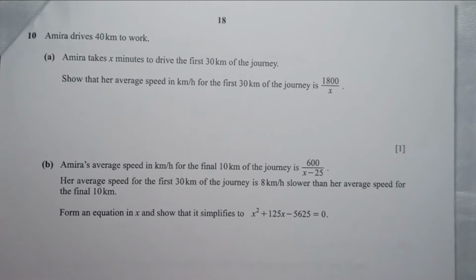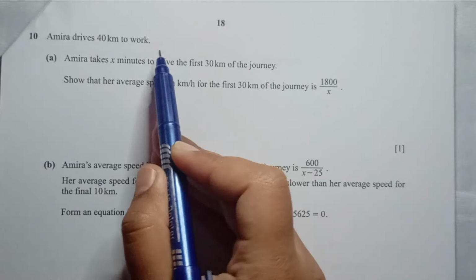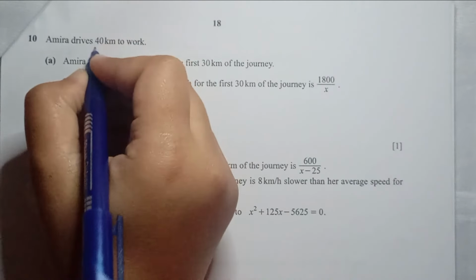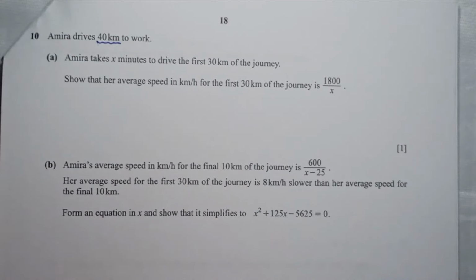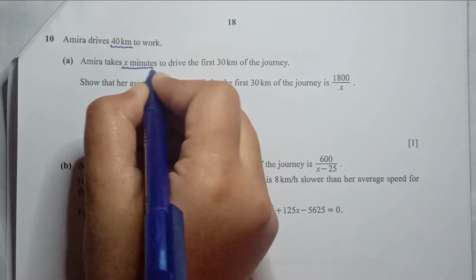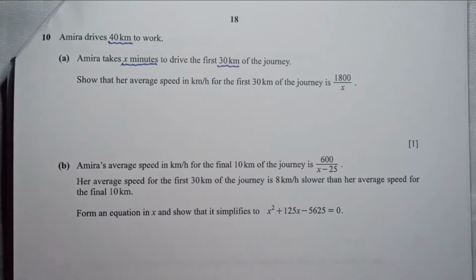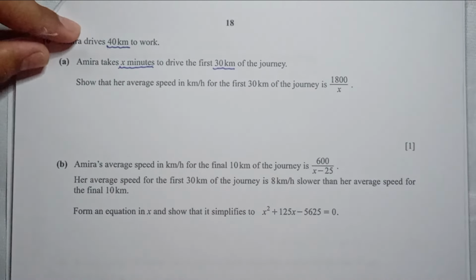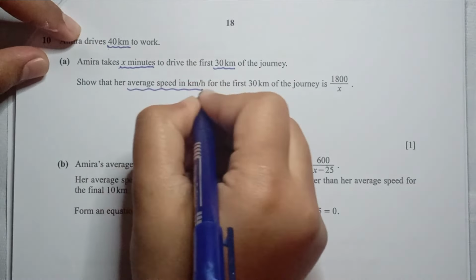Question number 10 in A part. Amira drives 40 kilometer to work. So the total distance would be 40 kilometer. Now for the A part, Amira takes X minutes to drive the first 30 kilometers of the journey. So the time is X minutes and the distance is 30 kilometer. Show that her average speed in kilometer per hour for the first 30 kilometer of the journey is this.